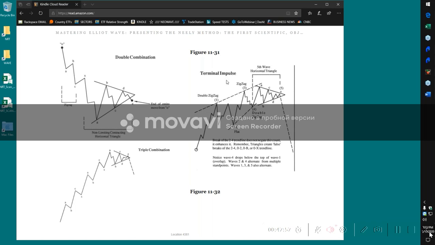Because a terminal impulsive pattern is all corrective, waves 1, 2, 3, 4, and 5 are all corrective. That means the fifth wave of a terminal could be a contracting triangle, because that is a correction. But again, your violent movements would be going up, and when it's over, the violent movement would go down to start the downtrend.